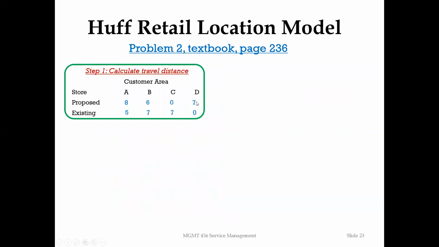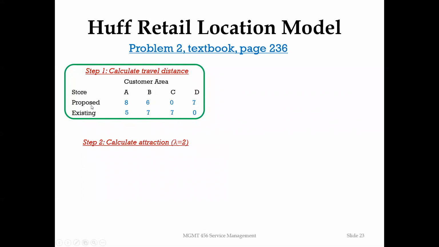We move to step 2. So this is step 1, this is the result. We move to step 2. Step 2 is to calculate the attraction of each store in each customer area. For this particular application, the lambda value is given, which is 2. So we use lambda 2.